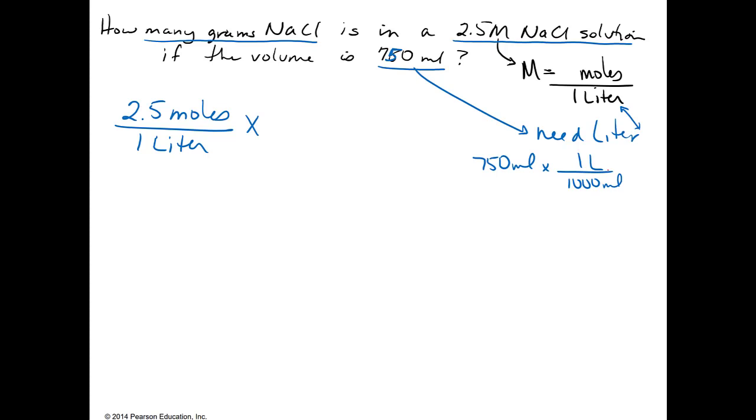750 milliliters, milliliters on the bottom. Milli always gets 1,000. Liters would get the 1. Milliliters and milliliters cancel. Decimal place goes to the left 3, so it would be not 7.5, so 0.75 liters. Liters and liters will cancel. That's going to give me moles.